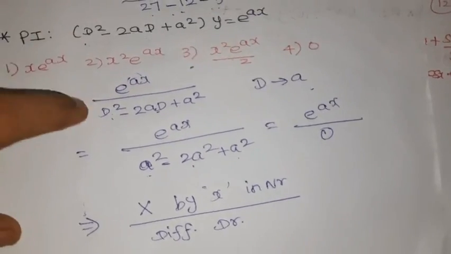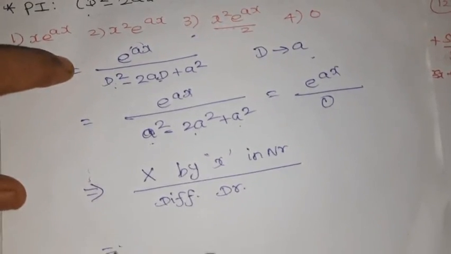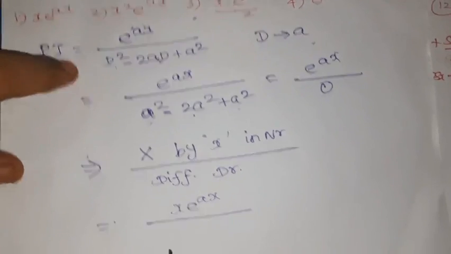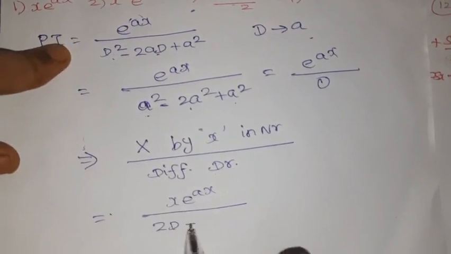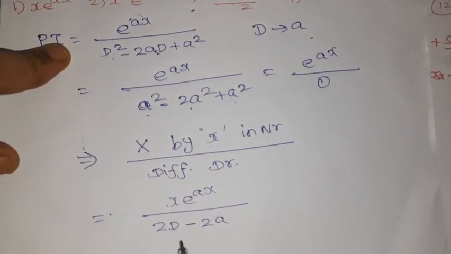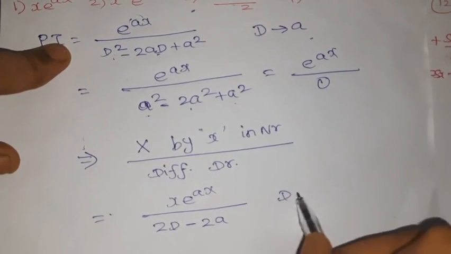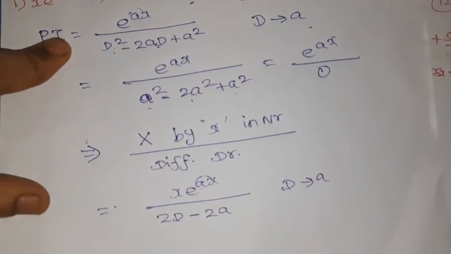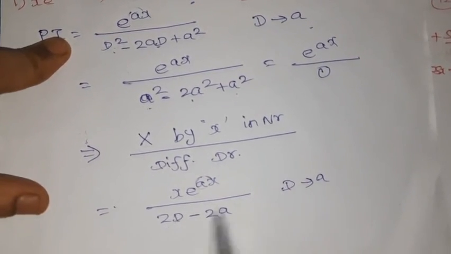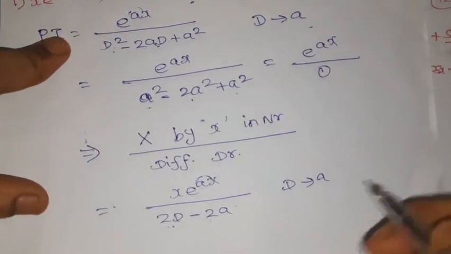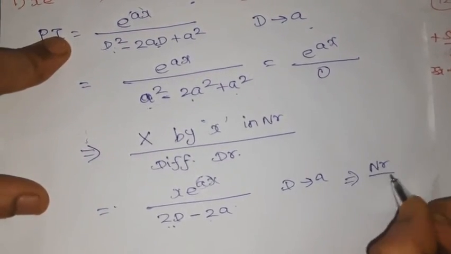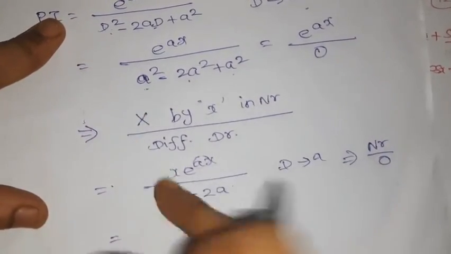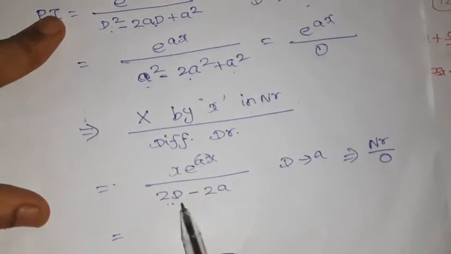Okay, this one. So here, multiply by x, e power ax, divided by the differentiated denominator. What will we get? 2d minus 2a, right? Now replace d by the coefficient of x, d by a. Whenever we substitute, 2a minus 2a, we will get 0. Again we get the numerator term divided by 0. So we need to repeat this shortcut step, that is, multiply by x in the numerator.